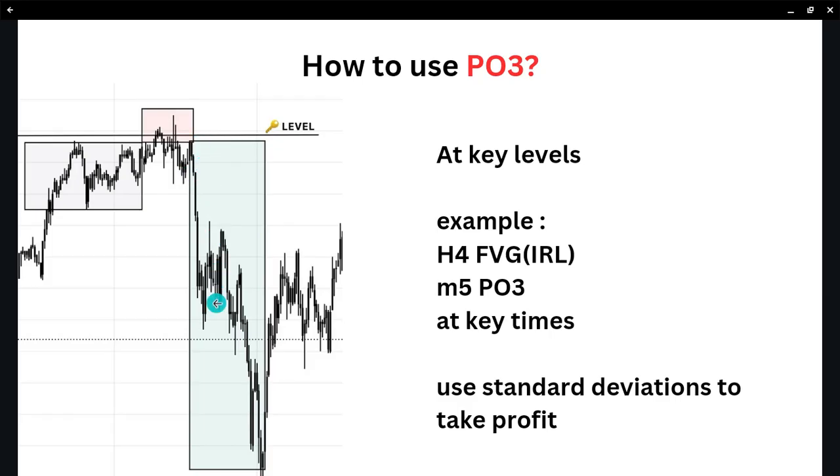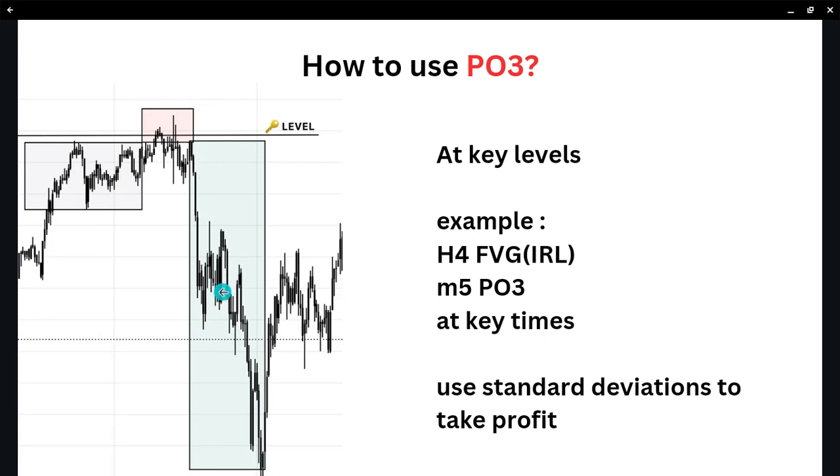And then we see distribution at a really rapid pace. How? Example, this can be a 4-hour key level, FVG, internal range liquidity, M5 power of 3, 5-minute time frame range, 5-minute time frame high taken, manipulation, 5-minute time frame distribution.